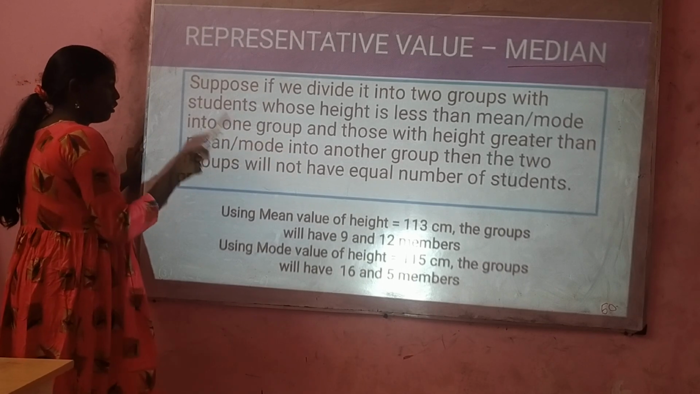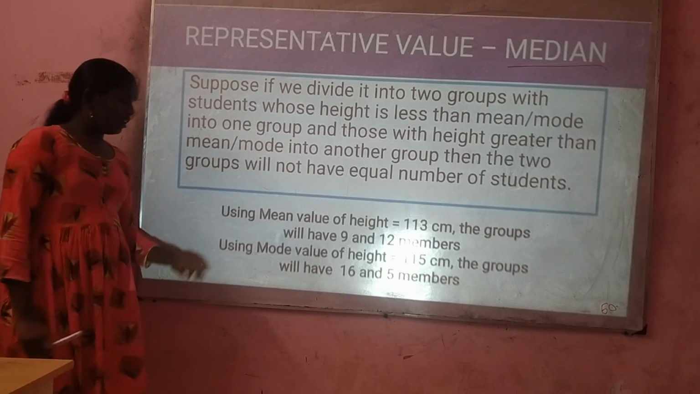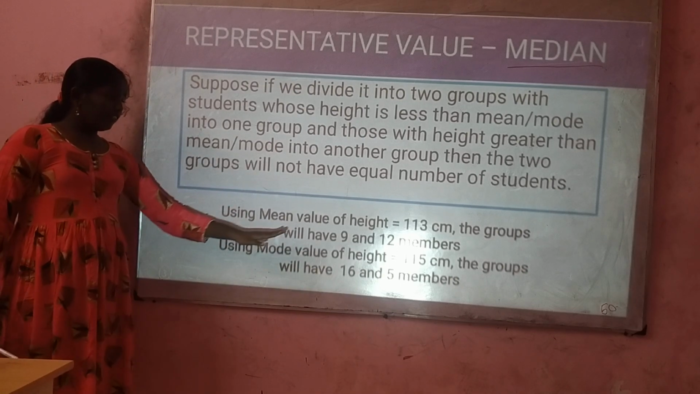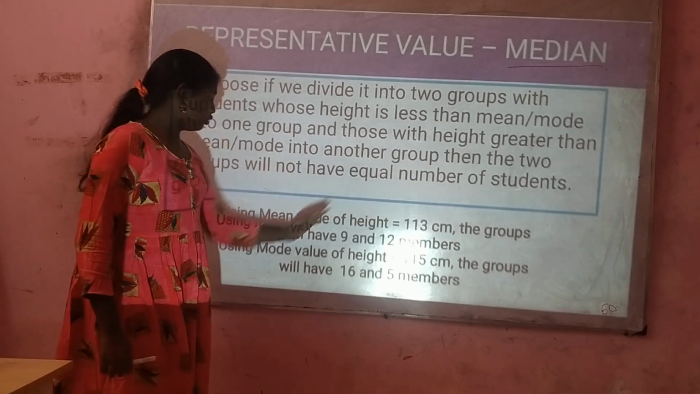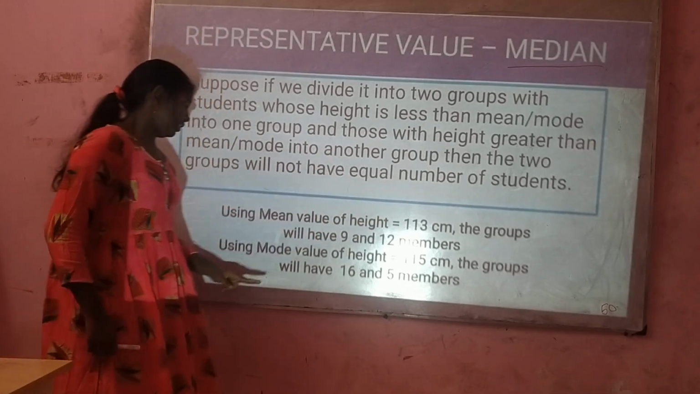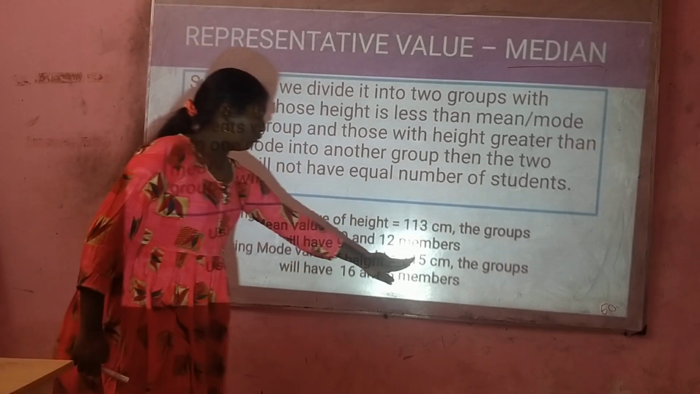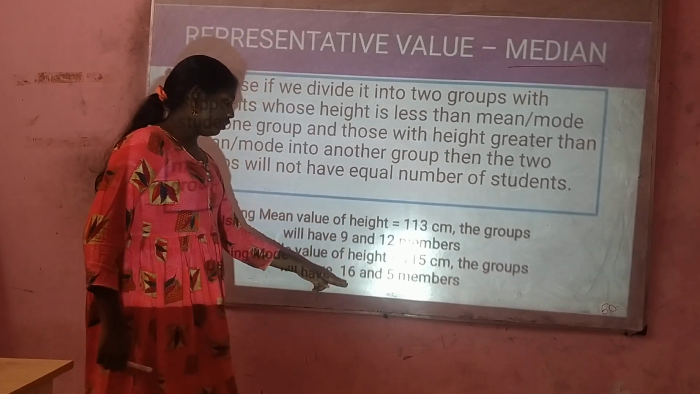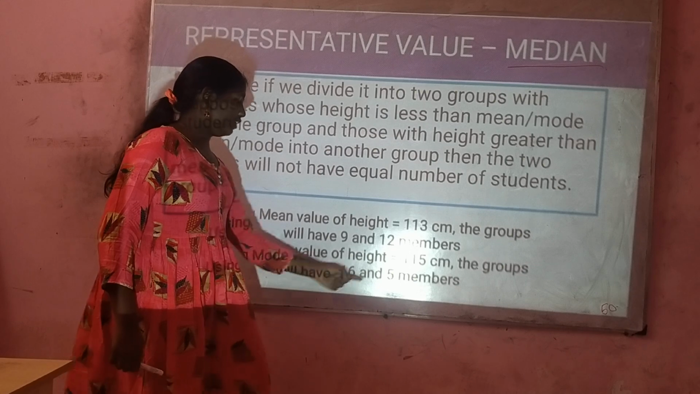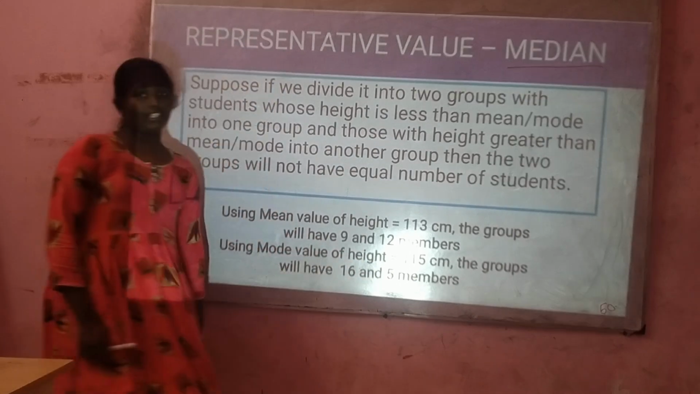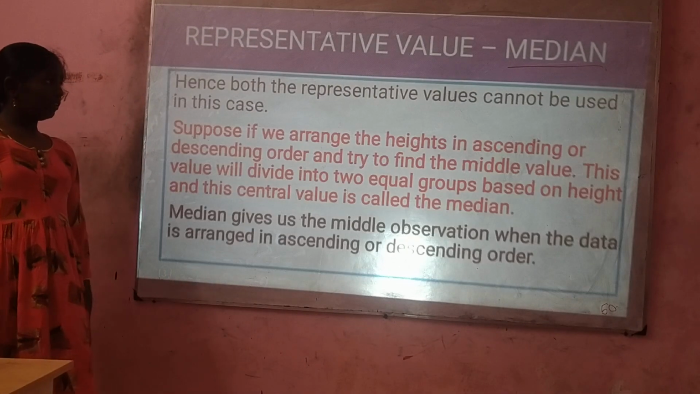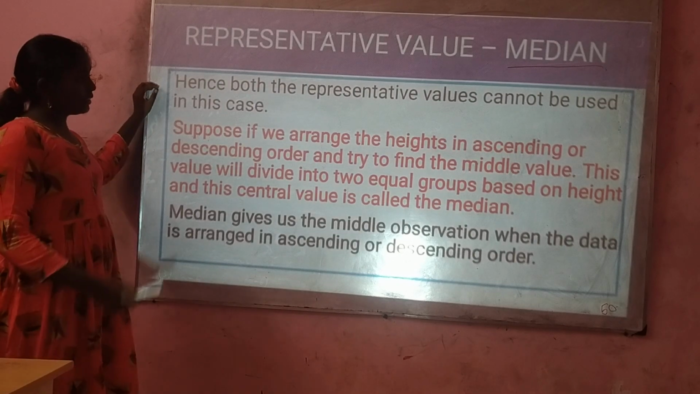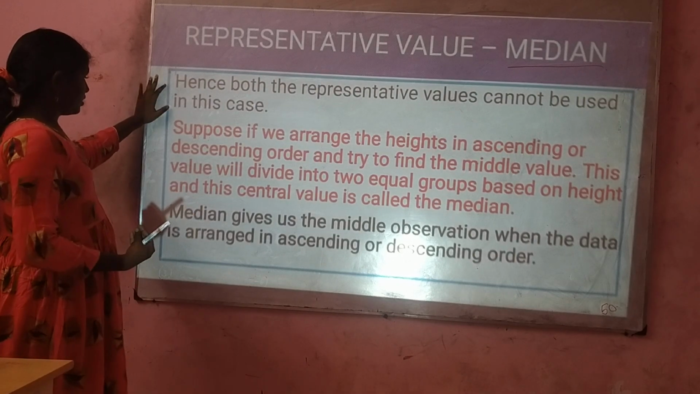The two groups will not have an equal number of students. So using the mean value of height 130, the groups will have 9 and 12 members. Using mode, 115 is the mode, so the groups will have either 16 and 5 members. Hence, both the representative values cannot be used in this case.